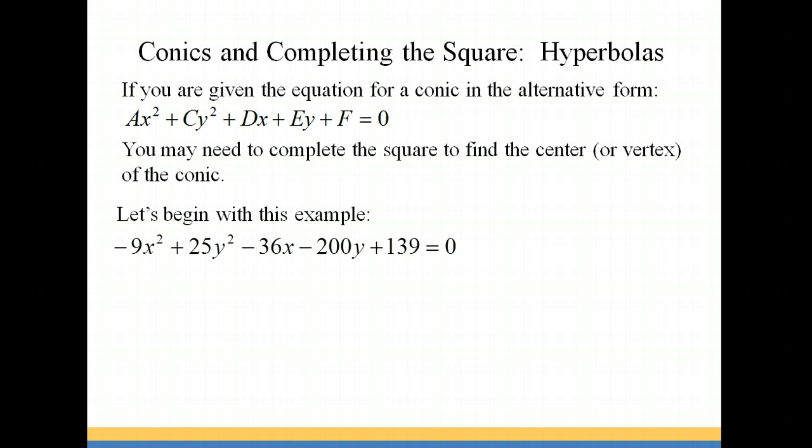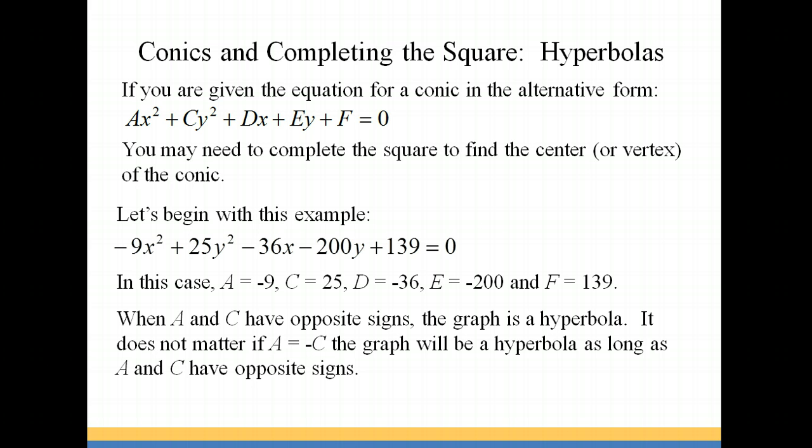We're going to use this example. Negative 9x squared plus 25y squared minus 36x minus 200y plus 139 equal to 0. In this case, our coefficient of x squared is negative 9, and the coefficient of y squared is 25. Those are our a and c values.